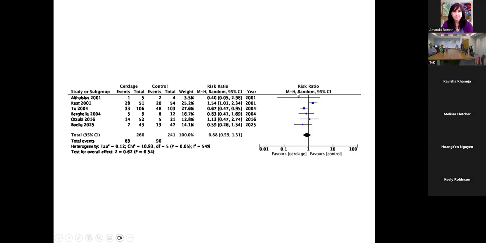This is the forest plot, and you can see that actually most trials tended to have benefits for cerclage, more on this side compared to this side. The RAS trial was still the least effective, but there was a trend for benefit in more trials.